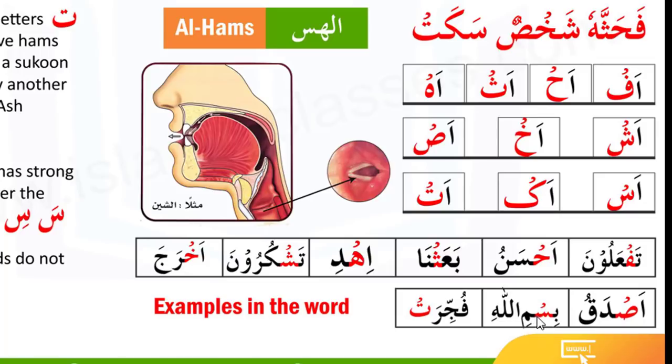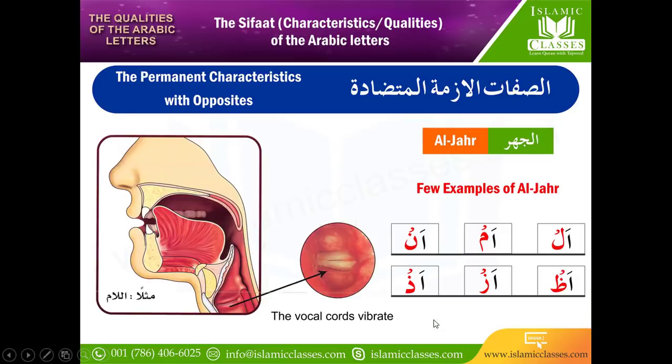Bismillahi. Look in the scene, this is very clearly and strong hams. Bismillahi. Okay. Fujirat, fujirat. Okay, so these were the examples of al-hams, and now we read the examples of al-jahr, the opposite of al-hams.